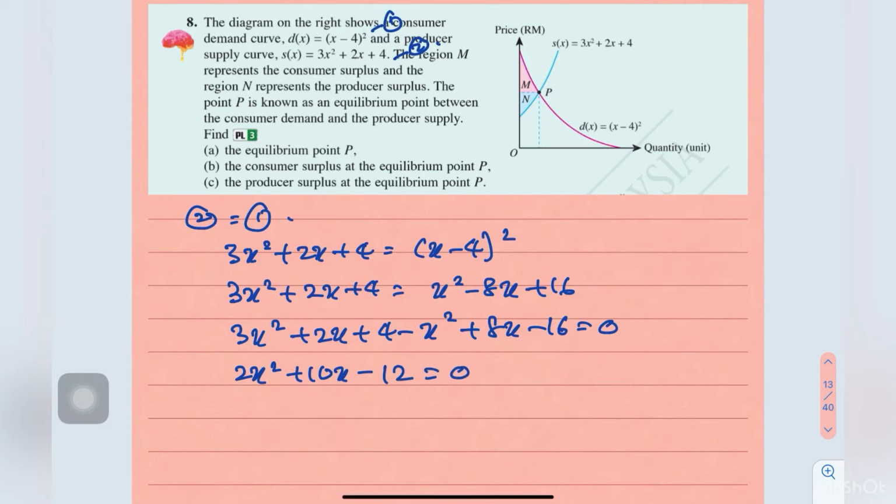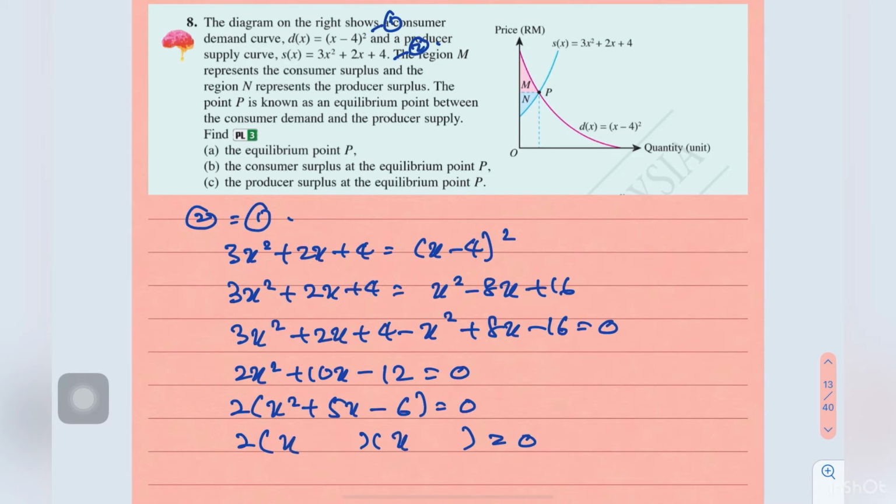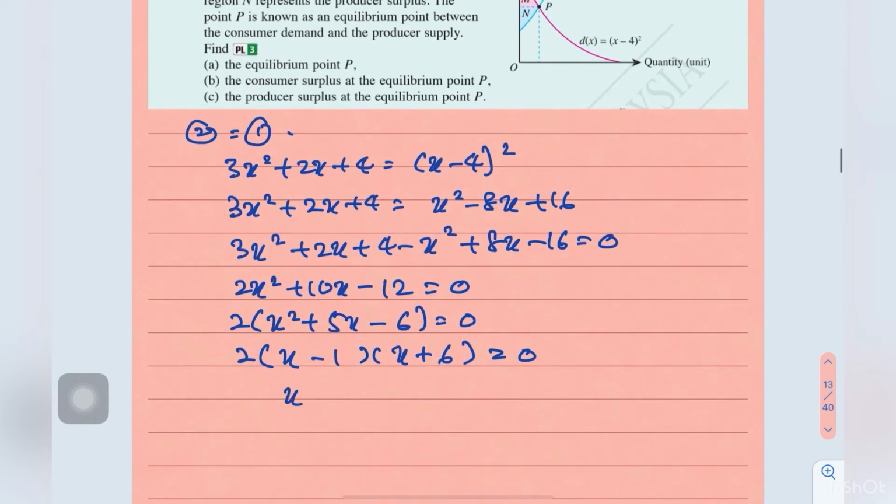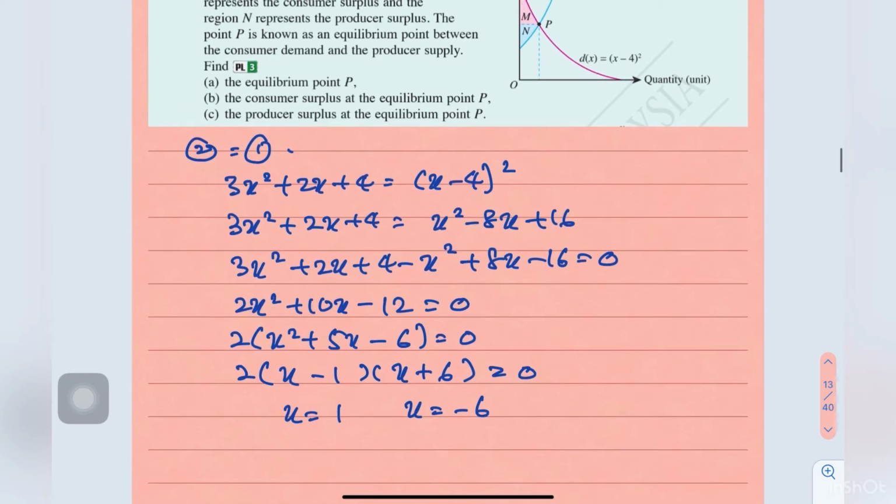Looks like we can simplify first. So x² + 5x - 6 = 0. This is a quadratic equation. To solve a quadratic equation, we can factorize. So (x - 1)(x + 6). Then x = 1, x = -6. The position of point P is to the right of the y-axis, meaning that we choose x positive. So we choose x = 1.